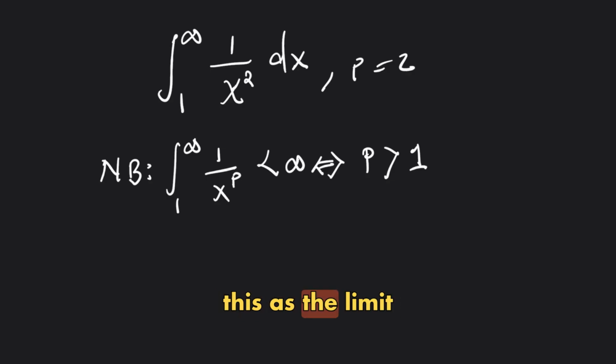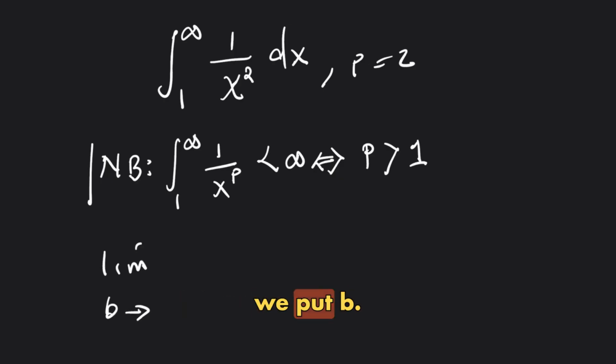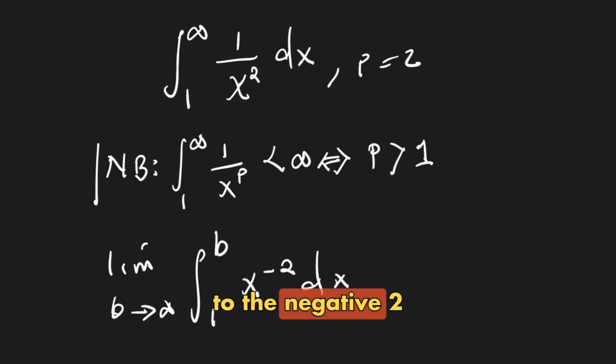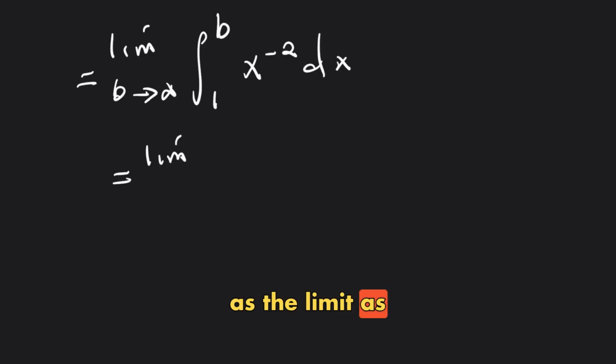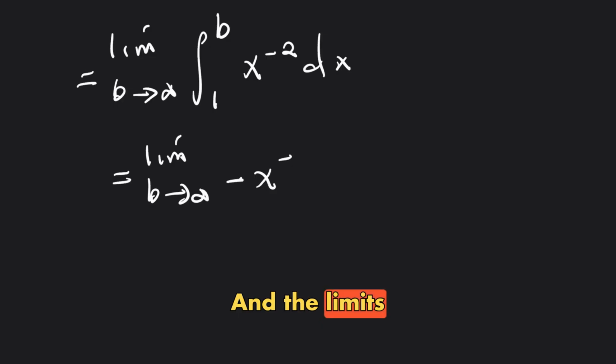So we can write this as the limit as, say, b goes to infinity. Where there is infinity, we put b, then we maintain our 1 here. And we can write this as x to the negative 2 with respect to x. I just write 1 over x squared as x to the negative 2 so that I can find its integral. This is the same as the limit as b goes to infinity of the integral of x to the negative 2. When we add 1, it becomes divided by negative 1. So this is negative x to the power negative 1, and the limits are just b and 1.